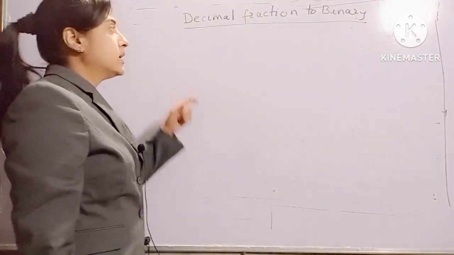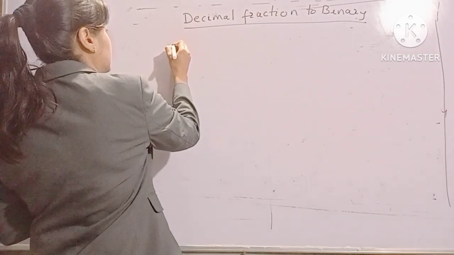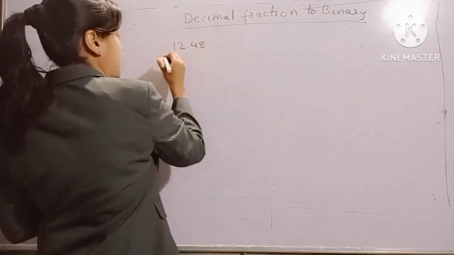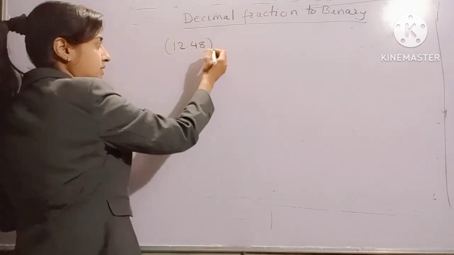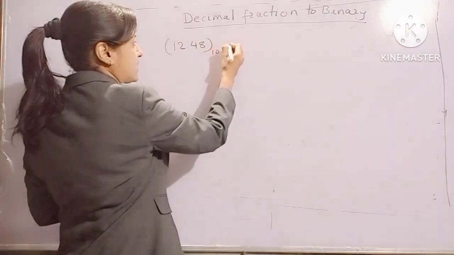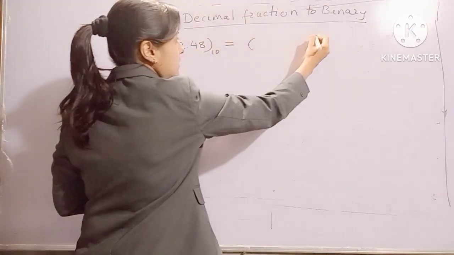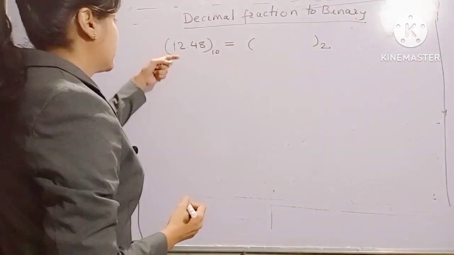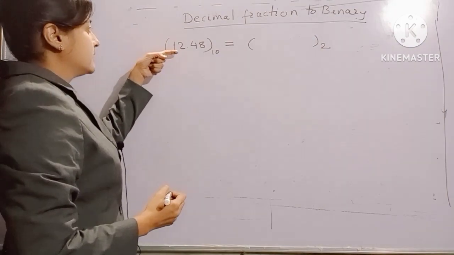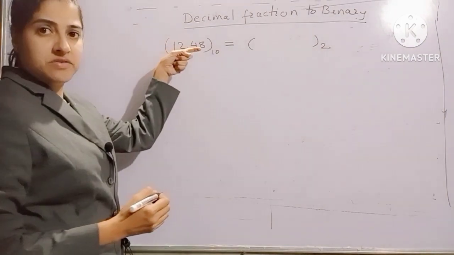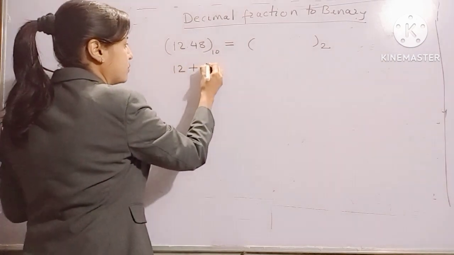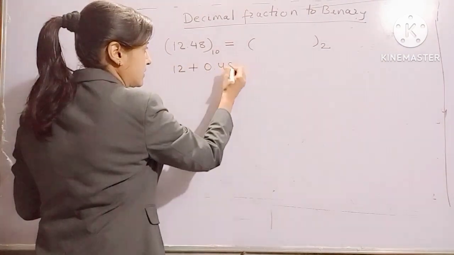So we'll take one example, 12.48, this number which is in decimal. You have to convert this number into binary. If I see this number, it contains one integer part and one fraction part. I can write the same number as 12 plus 0.48, right?